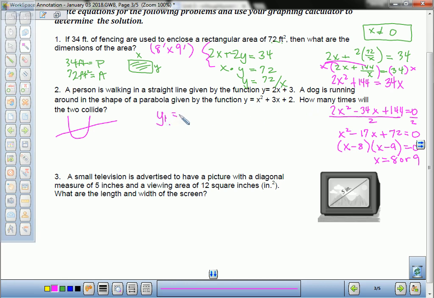We would put this in for y1 and plug this in for y2 and see what happens. How many of you actually brought your calculators today? Oh, about half. Okay, I'll take it. So let me show you how this will look on the calculator since some of you have them.